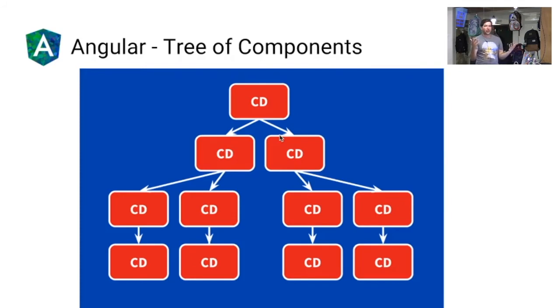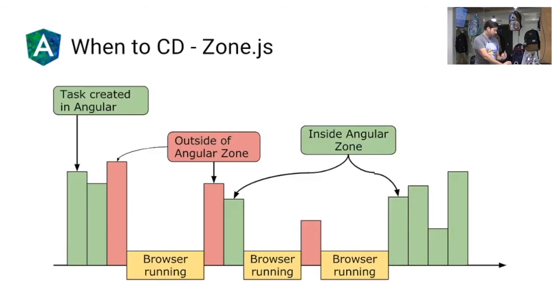So sort of a picture of that, right? This is the tree of components. That's your Angular application. Every one of these is a component, and every component has its own change detector that sort of runs independently.